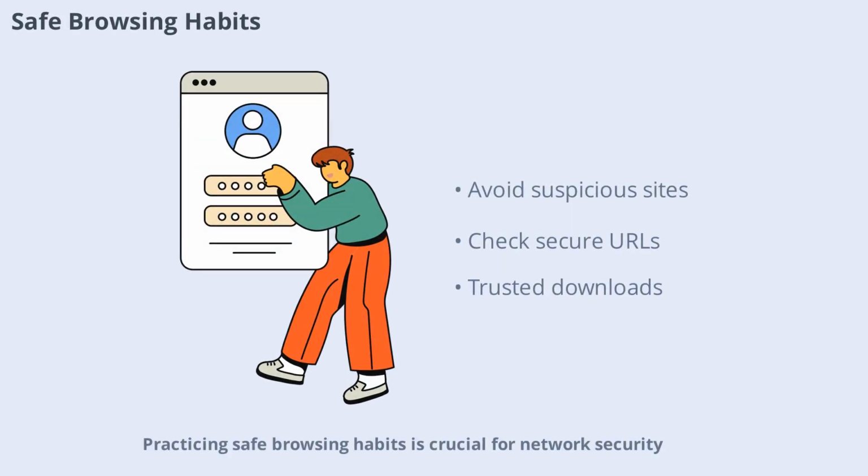Practicing safe browsing habits is crucial for network security. Avoid visiting suspicious websites or clicking on pop-up ads. Always check the URL before entering sensitive information, and look for the padlock icon indicating a secure connection. Be cautious when downloading files or software and only use trusted sources. These simple habits can help you avoid many common online threats and keep your data safe.